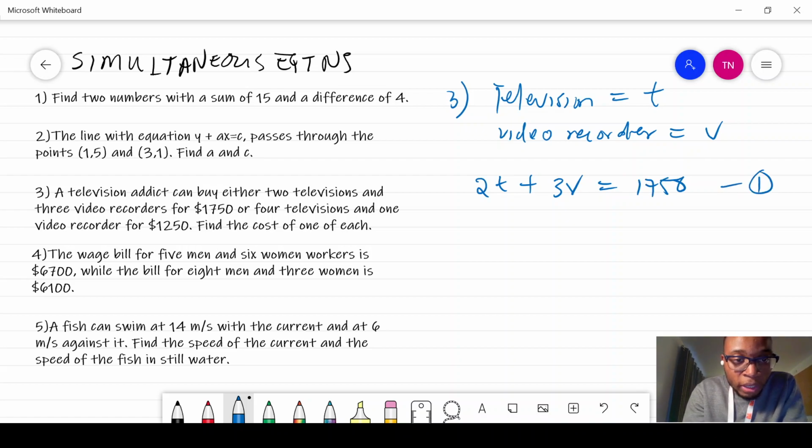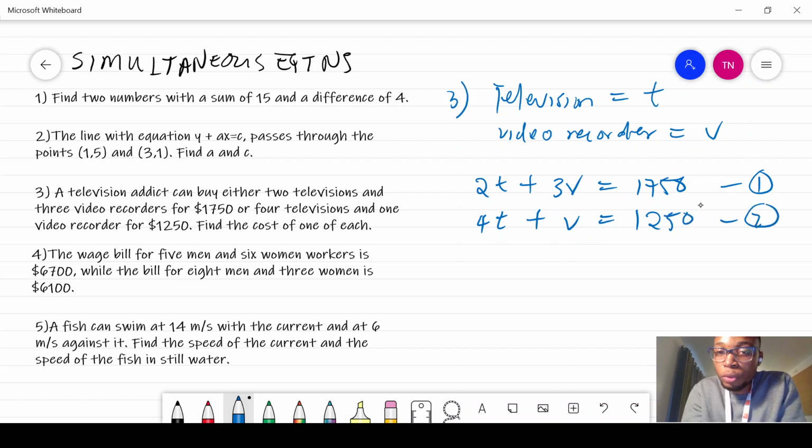Then also we are told that they could also buy 4 televisions plus 1 video recorder, which is just a single V, for 1,250. That is equation number 2. And we are supposed to find T and V, or the cost of a television. So to do that, it's going to be very simple. Let's take equation number 2 and make V subject of the formula.